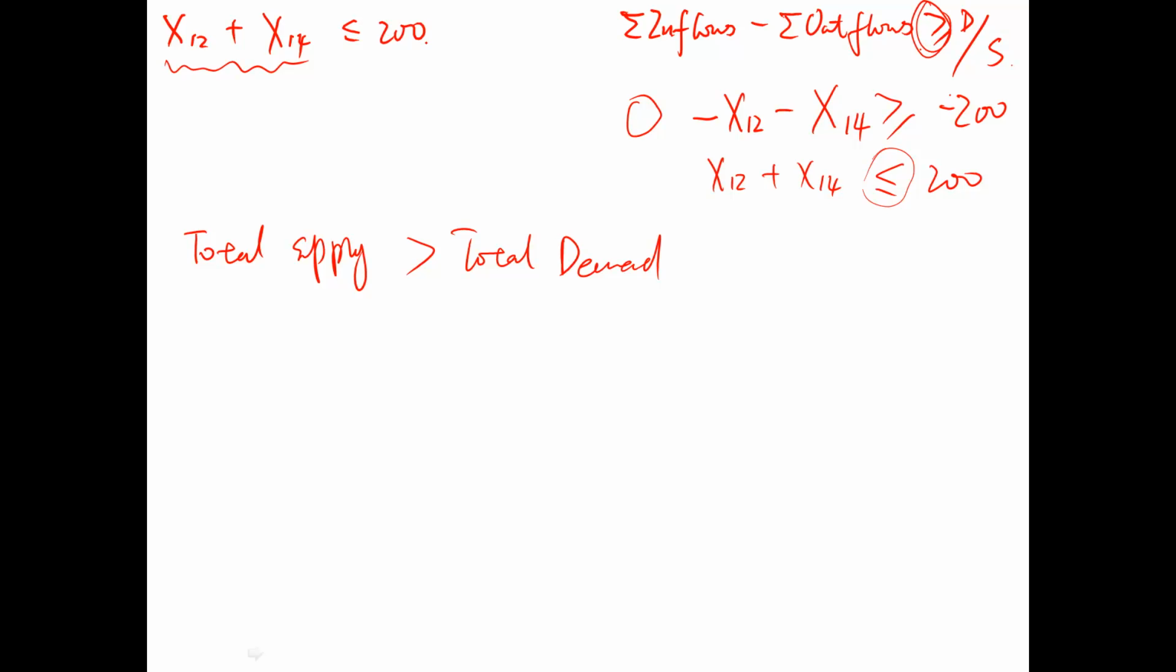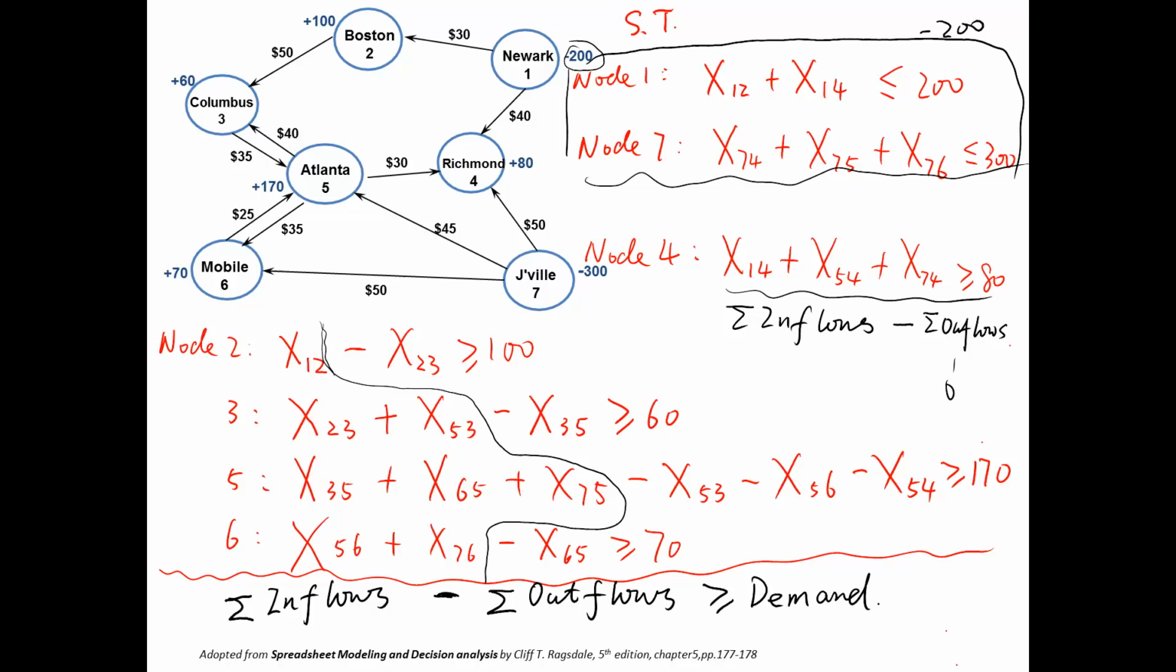Now, what if in this problem I change this to be 100? So now we only have 300 units of supply, and we know that the demand is 380. That means we are not able to fulfill the demand. How should the constraints be changed?